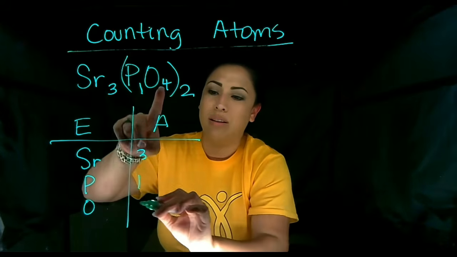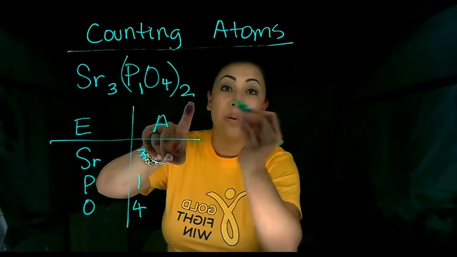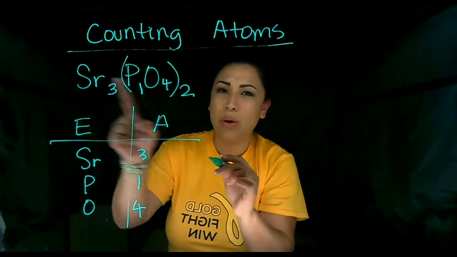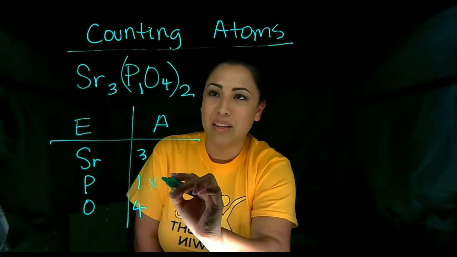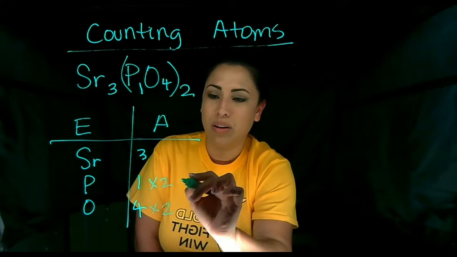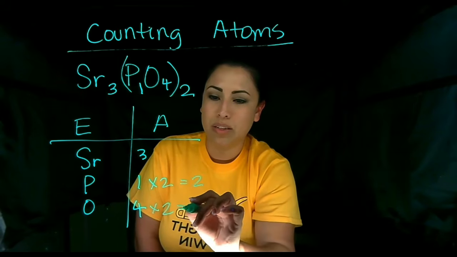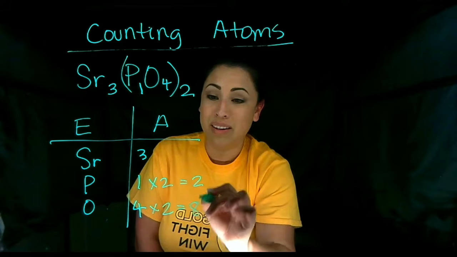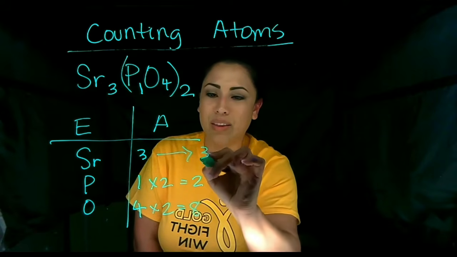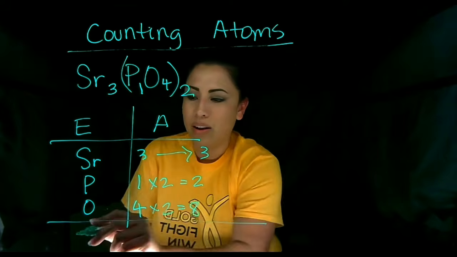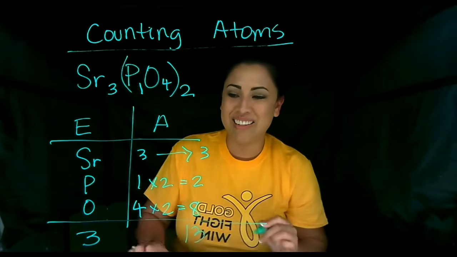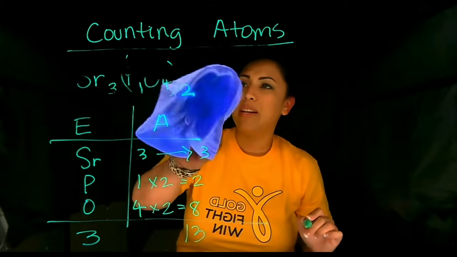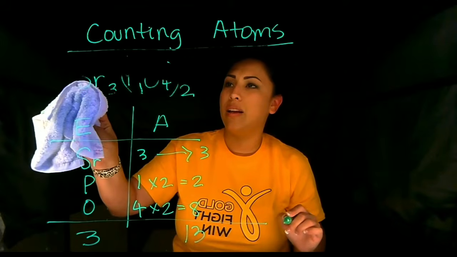Uh-oh, none. Add 1, 4. What do we do with the 2? Multiply. What are we going to multiply again? What's inside the parentheses. So times 2: 1 times 2, 4 times 2. Bring over the 3, total it out. 3 elements and how many atoms? Good job.